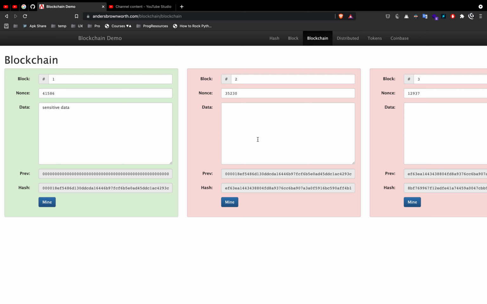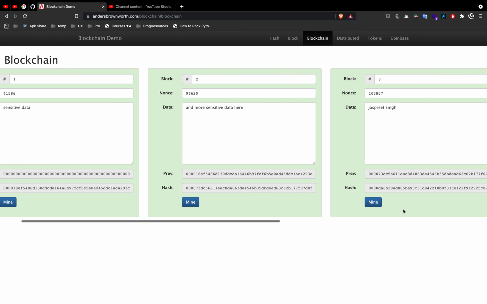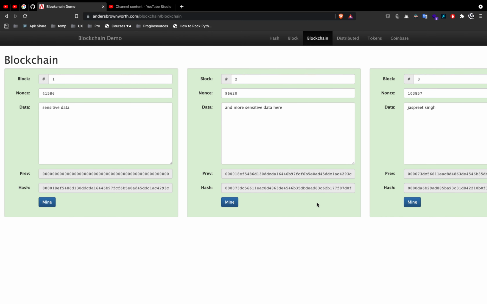And now I can add more sensitive data here and try to mine this one. And again I mine a third one. Now we have 3 blocks mined back to back.